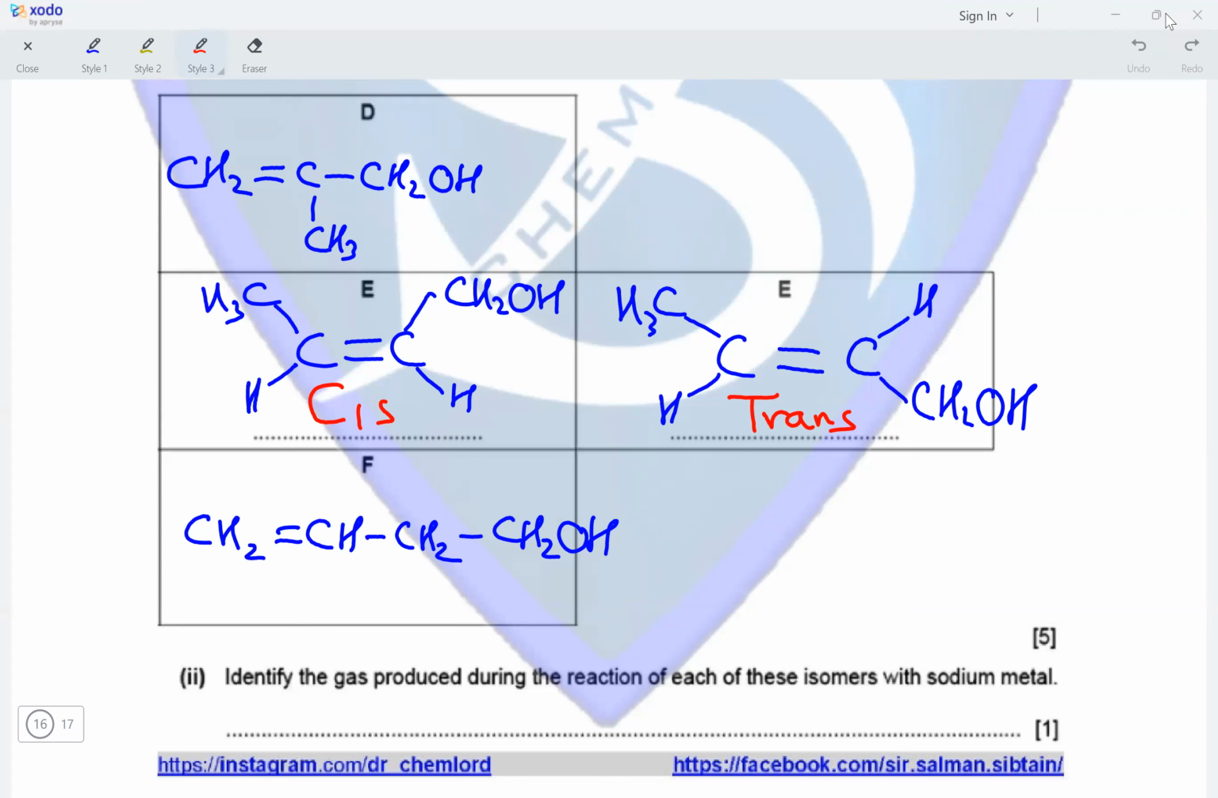Identify the gas produced during the reaction of each of these isomers with sodium metal. So sodium will displace hydrogen from the OH group. So the gas produced would be hydrogen gas because sodium displaces hydrogen. So hydrogen, instead of carrying a positive charge, will now become atomic hydrogen. Two atoms of hydrogen combined together will form molecular hydrogen gas.